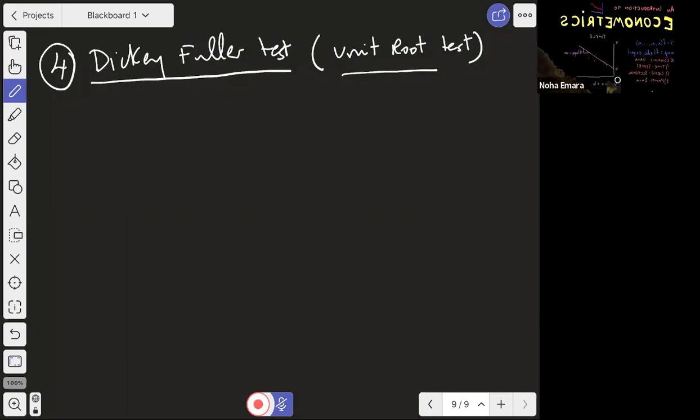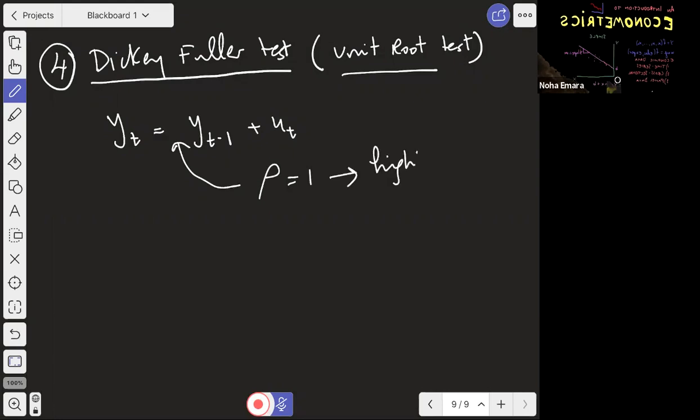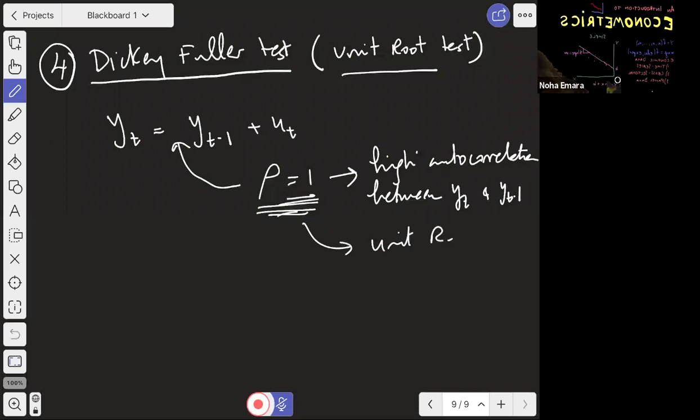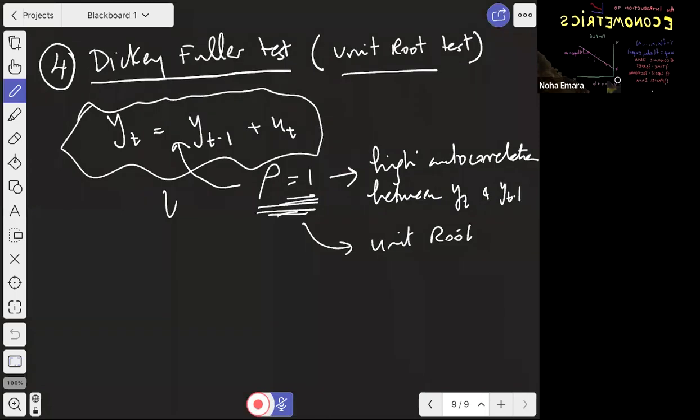So what is a unit root? Let's assume we have a model that looks like this. Suppose I have Y_t equals Y_{t-1} plus U_t, and assume that I have here a coefficient, let's say rho, equal to 1, so that's why I don't see it. Suppose that this coefficient of Y_{t-1} is just equal to 1, and this means that I have high autocorrelation between Y_t and Y_{t-1}. If this is the case, we call it unit root. If I have a model that takes this form and the coefficient is equal to 1 by definition, we call it a unit root process.